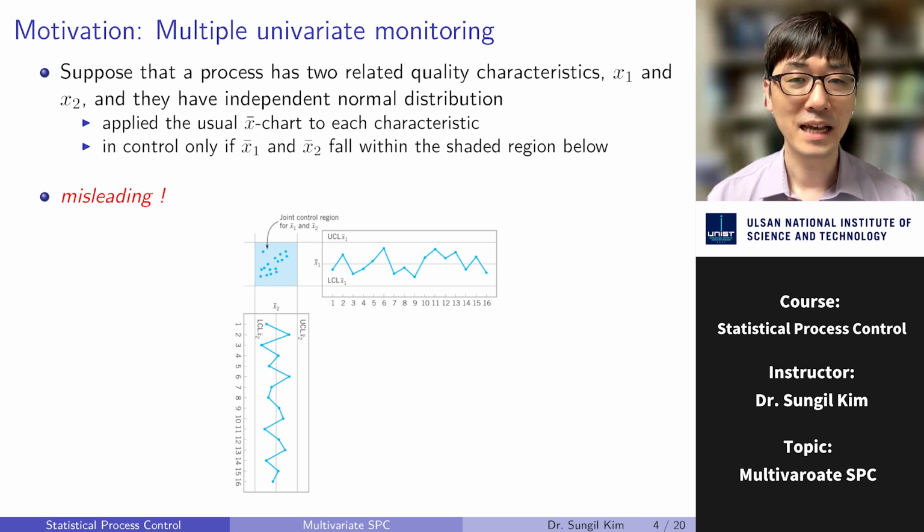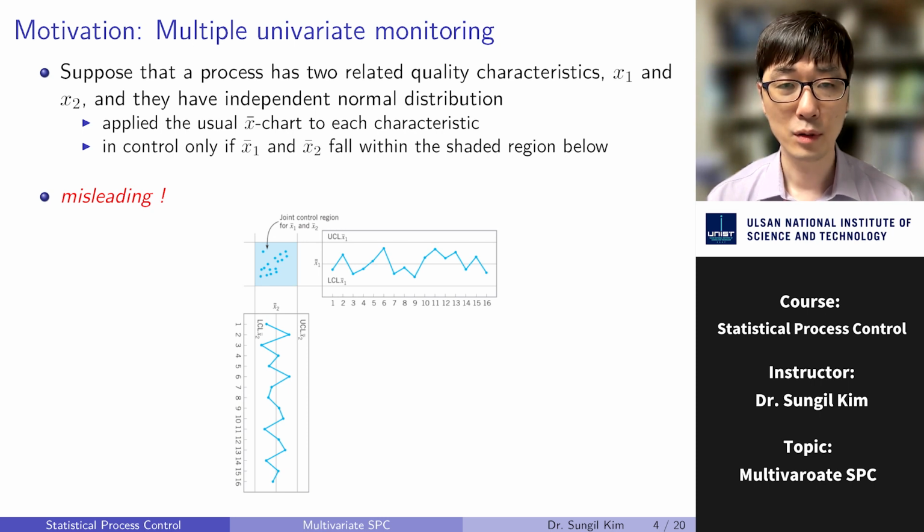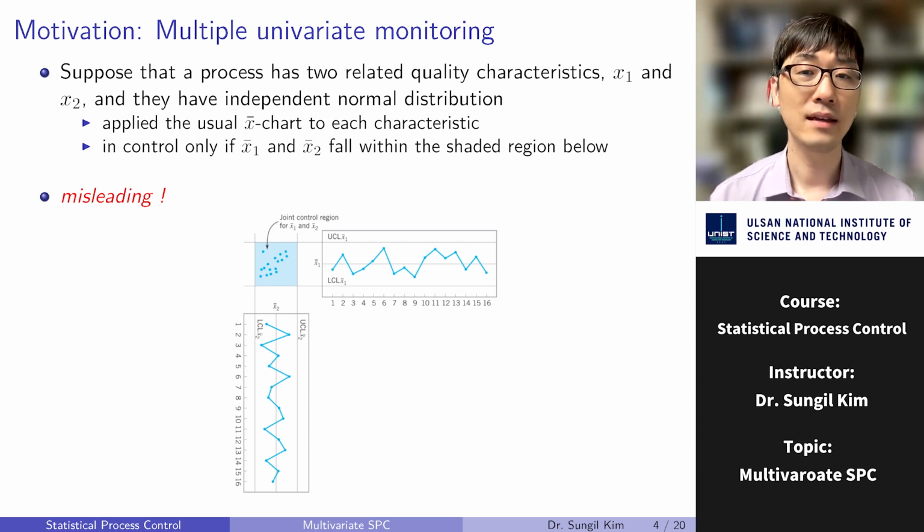Okay, here is an example. Suppose that a process has two related quality characteristics, x1 and x2, and they have independent normal distribution. Then we apply the usual X bar chart to each characteristic. Then it is in control only if X bar 1 and X bar 2 fall within the shaded region in the figure.